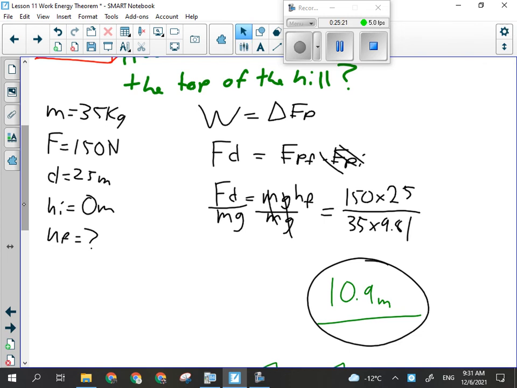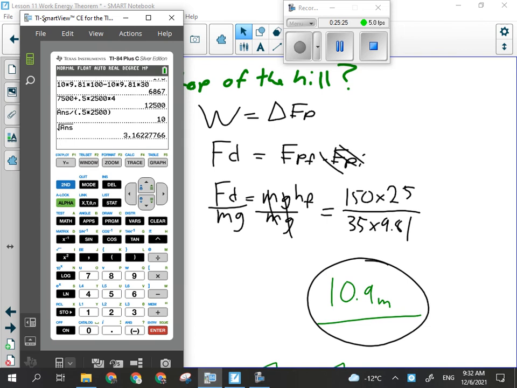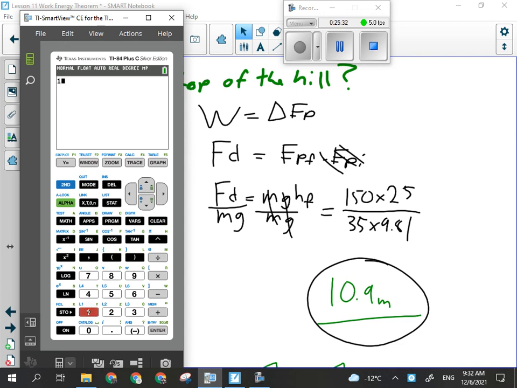Now, when you punch that into your calculator, you do have to be mindful that you are doing the top divided by the bottom and not all in a line. So we got 150 times 25, then divide that by 35 times 9.81.